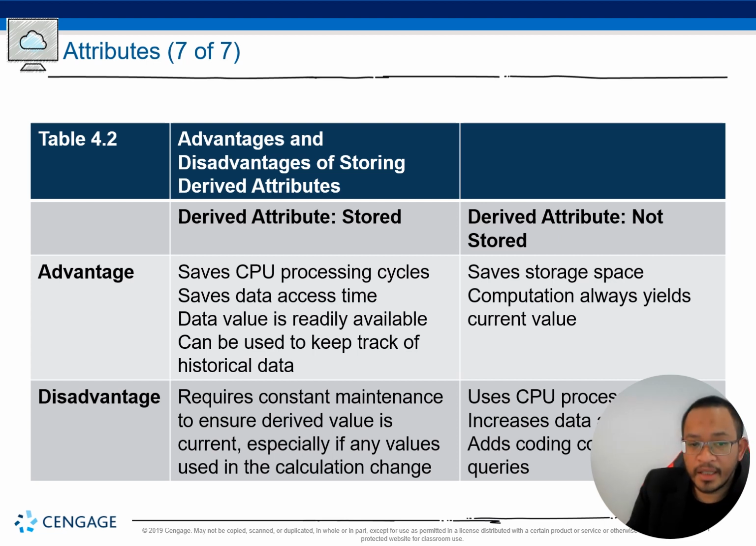So the advantages and disadvantages of storing a derived attribute. The advantages: it will save CPU processing cycles, save data access time, the data value is readily available, and it can be used to keep track of historical data. If you do not store a derived attribute, you save storage space, and computation is always with the current value. The disadvantage is that it requires constant maintenance to ensure the derived value is current, especially if any values used in the calculation change.